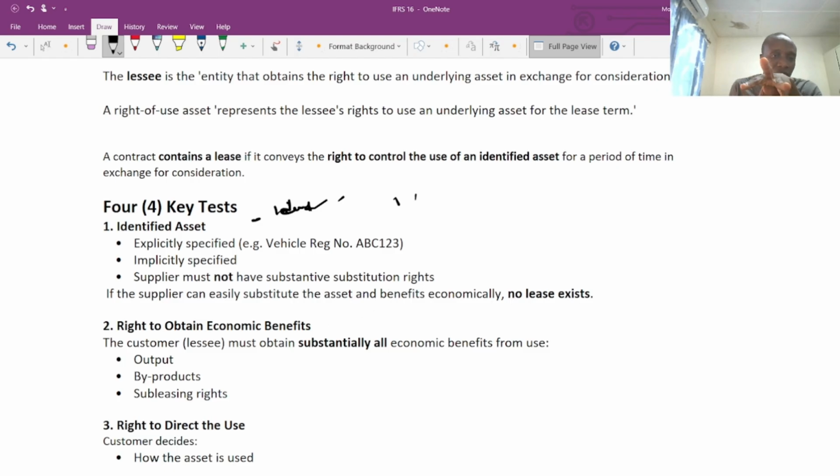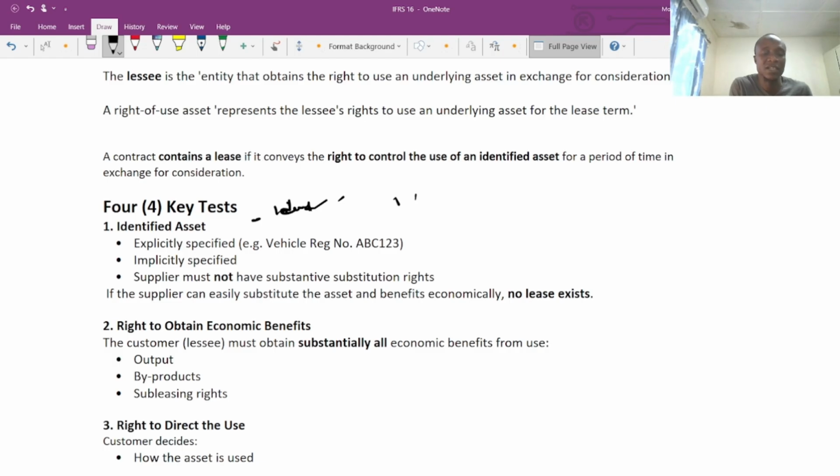Second point, concerning the definition of lease, the right to obtain economic benefits. Now, what I'm saying is that for the motor vehicle, for example, the lessee should be able to use that particular motor vehicle for the specific purpose under the lease agreement. In other words, the utilization of the motor vehicle should not be attached with any condition. Now, for example, the lessor made it clear that within the lease period, you are going to use the motor vehicle for let's say 5 hours on a daily basis.